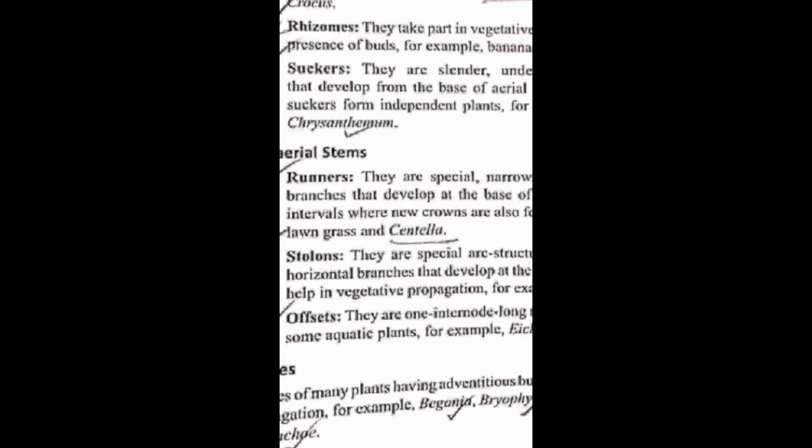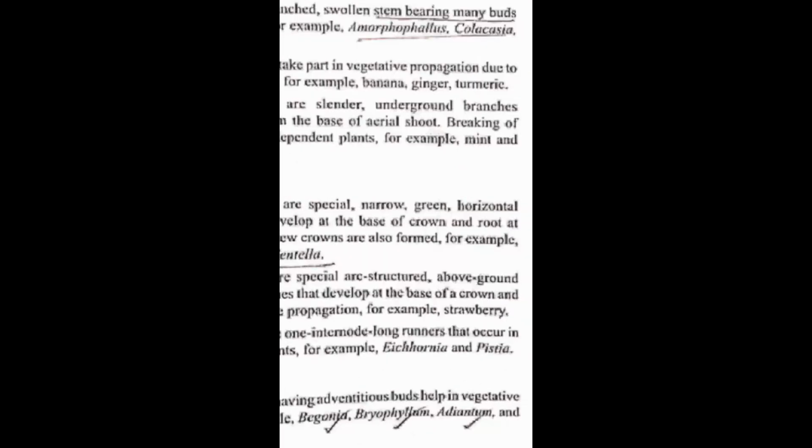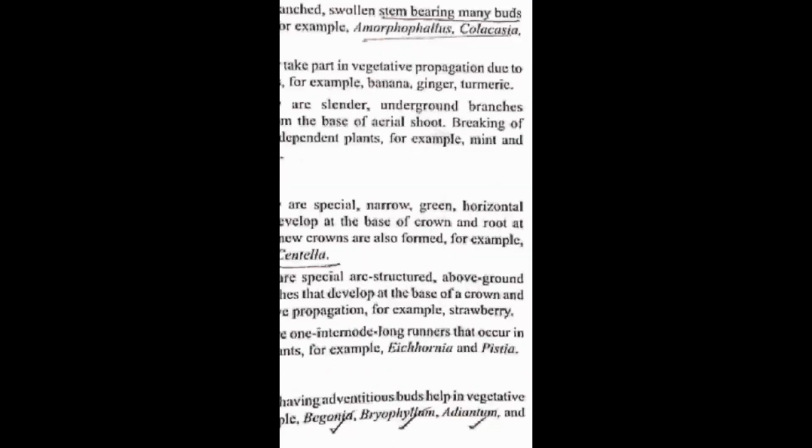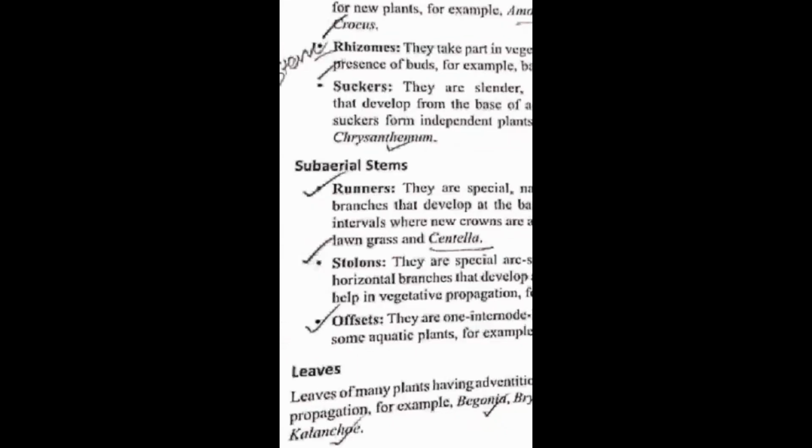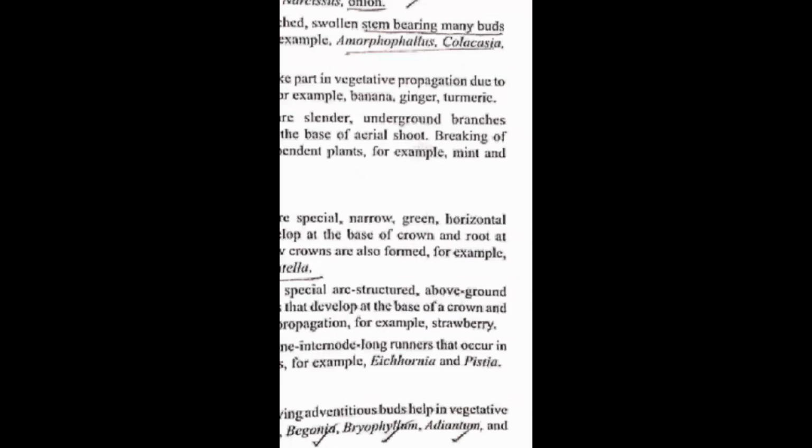Stolon is also a special structure above the ground. That first one is called what? That is a narrow green horizontal branch that develops at the base of the crown and roots at intervals. In this category, they are special structures above the ground, horizontal branches that develop at the base of the crown and help in vegetative propagation. For example, strawberry. Strawberry is an example.